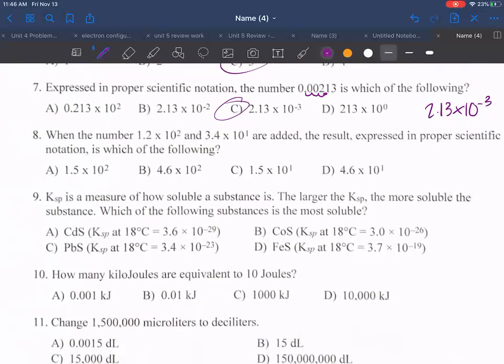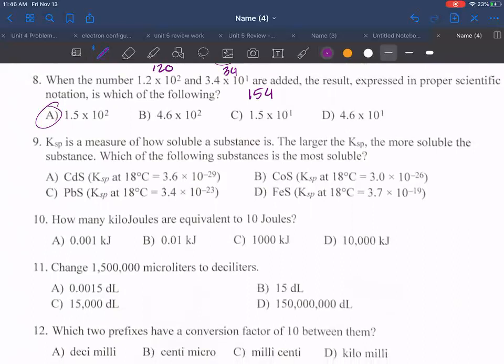For number 8, how I would approach this problem is you have to convert both numbers out of scientific notation, add them together, and then convert them back. So 1.2 times 10 to the second is 120. The next one is 34. If you add them together, you get 154. And converting that back into scientific notation and considering sig figs, you get A.